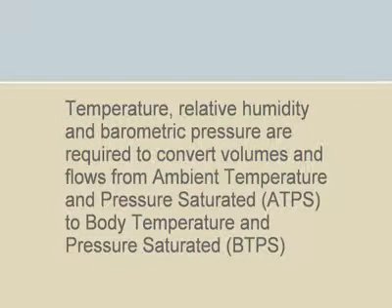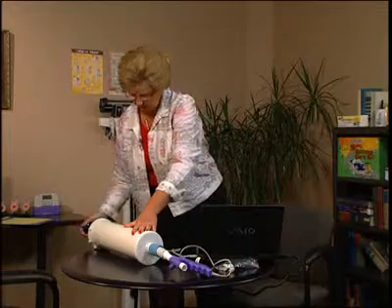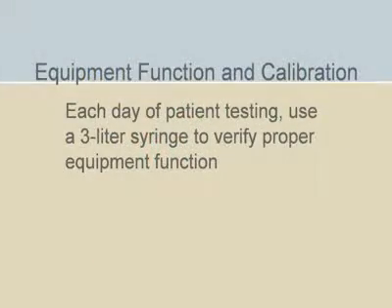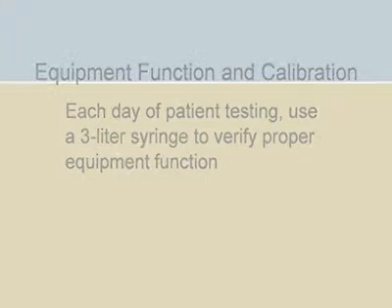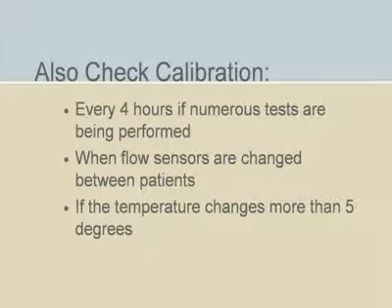Why are reliable, accurate tools for measuring the temperature, relative humidity, and barometric pressure important in spirometry testing? Each is required to convert volumes and flows from ambient temperature and pressure saturated, ATPS, to body temperature and pressure saturated, BTPS. At the start of each day of spirometry testing, verify proper equipment function by performing a calibration check using a 3-liter syringe. Additionally, calibration checks should be performed every 4 hours if large numbers of patients are to be tested, when flow sensors are changed between patients, and if the temperature changes by more than 5 degrees Fahrenheit.